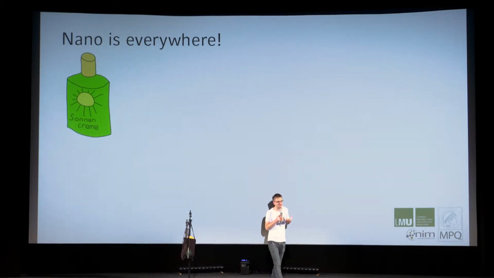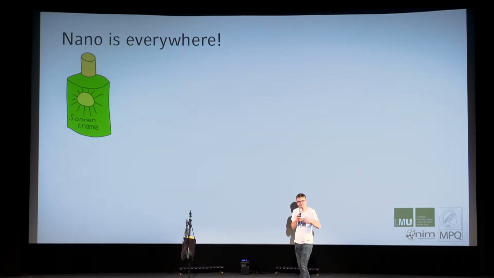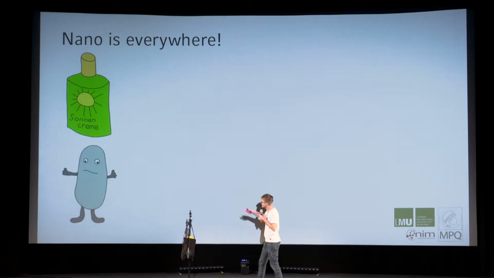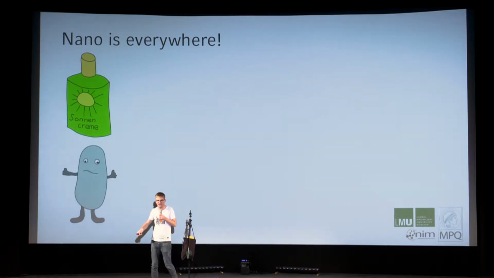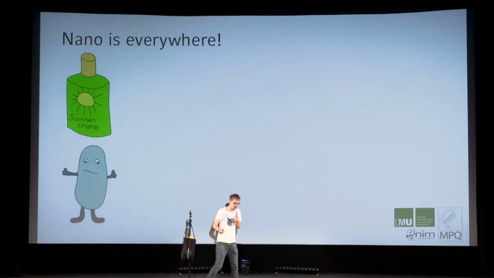For example, in Bavaria it was a great summer, and in Bavaria we use sun cream to protect ourselves from the sun. In the sun cream there are titanium dioxide nanoparticles that protect us from the sun. It's actually the same stuff that makes white wall paint white. So if you really want to be sure, take white wall paint. It's not so nice, but you'll never get sunburned.